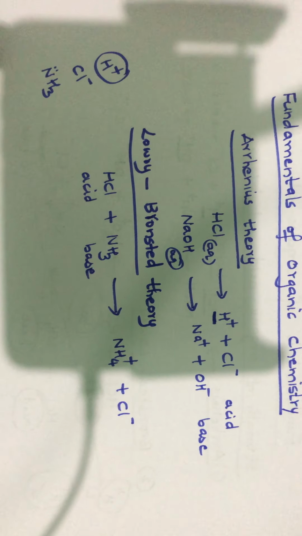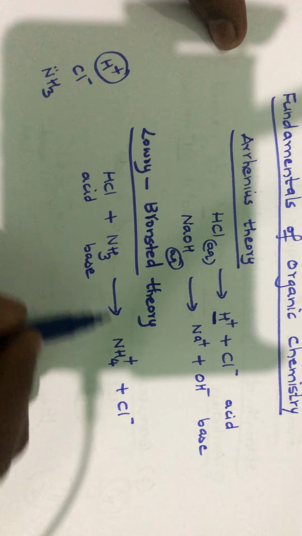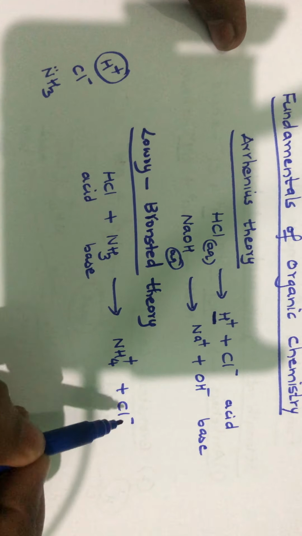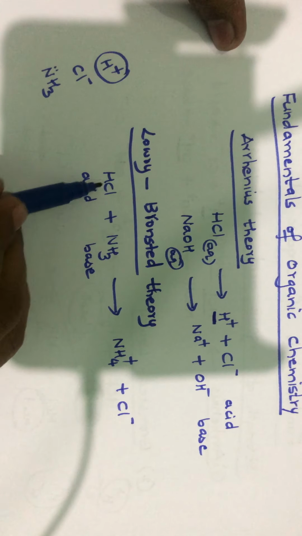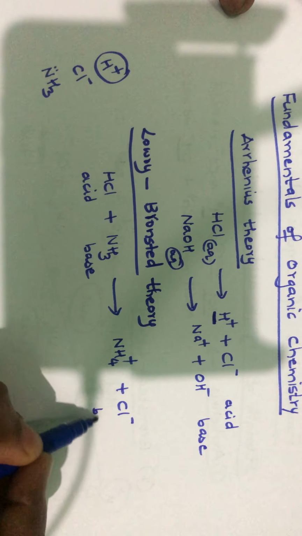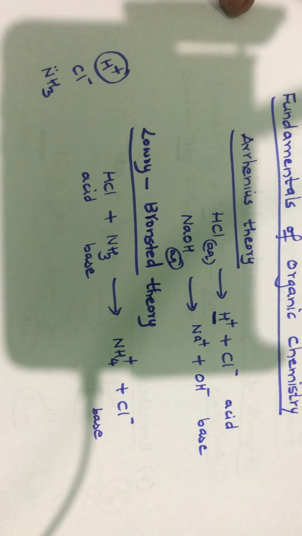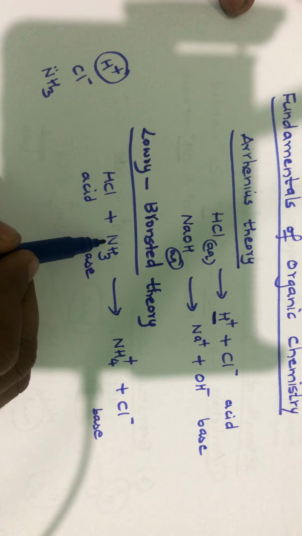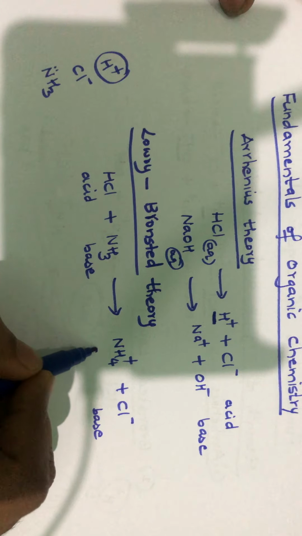If you consider the reverse reaction, if Cl minus has to get converted to HCl, Cl minus has to accept a proton, and the substance that accepts a proton is a base. So I can call Cl minus a base. NH4 plus, if it has to get converted into NH3, then it has to donate a proton, hence it is an acid.